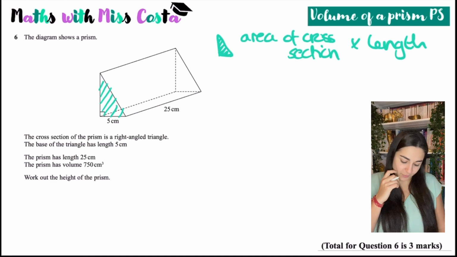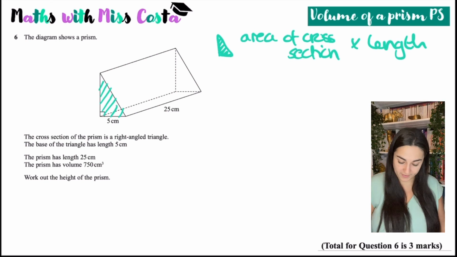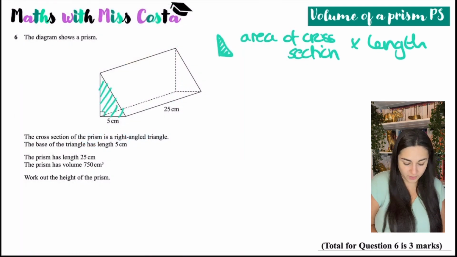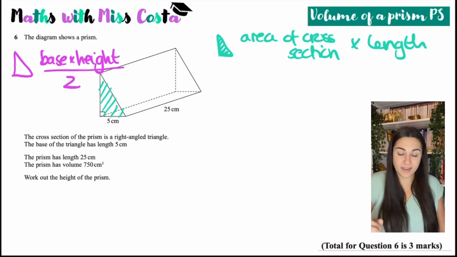So the cross section of the prism is a right angle triangle. The base of the triangle is length 5. Prism has length 25, and we know the total volume. So we're going to be working backwards with this. So it helps to actually write out what we know. Now, hopefully we know that the area of a triangle is base times height divided by 2. Okay, so the area of the cross section would be base times height divided by 2.